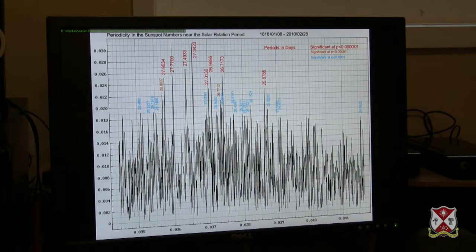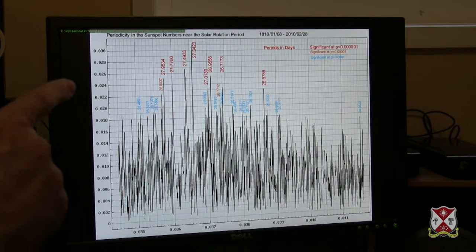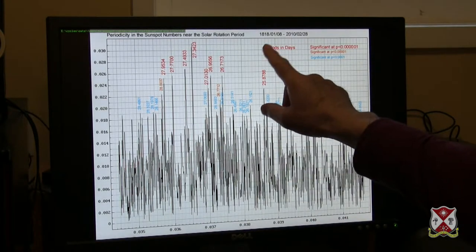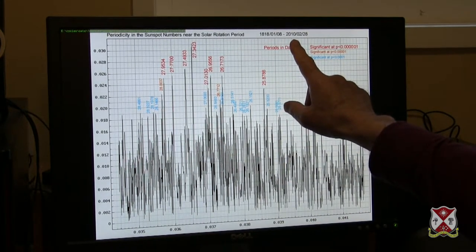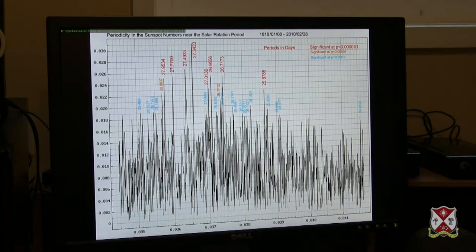Well, this is a solar cycle as well. The periodicity in sunspot numbers near the solar rotation period. This is from 1818 to 2010, so we've got 192 years there.